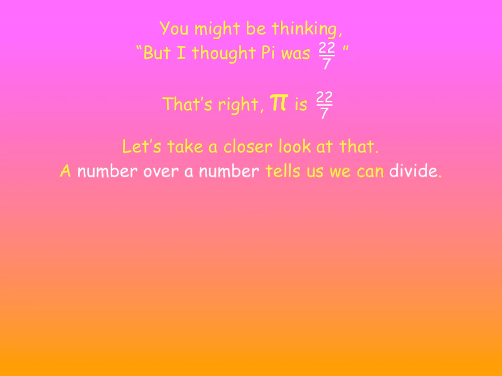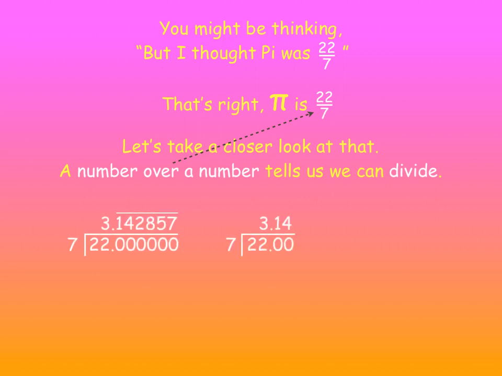You might be thinking, but I thought pi was 22/7 or 22 compared to 7. Well, that's right. Pi is 22/7. But let's take a closer look at that. A number over a number, like 22 over 7, tells us we can divide. So let's divide 22 by 7. The quotient is 3.142857 repeating, or you could round that to 3.14, or 3 1/7.